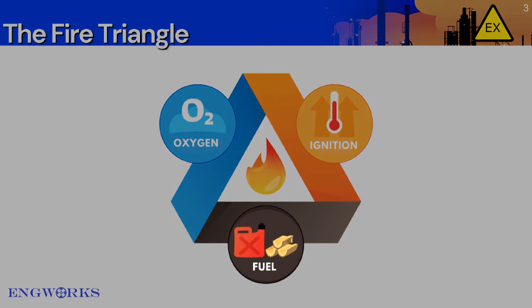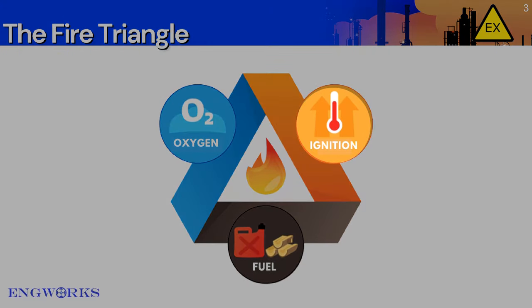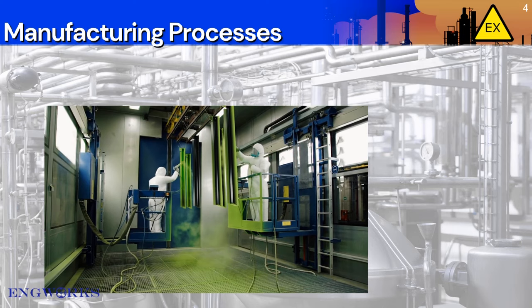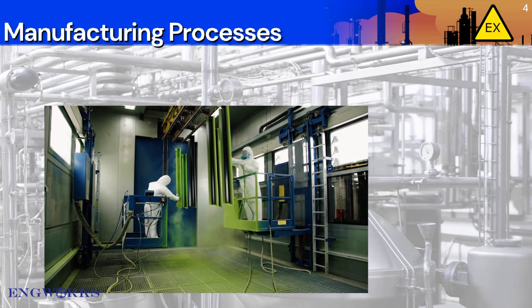The fuel side of a triangle is what we look at when we perform a classification design. We want to understand the nature of the explosive hazard so we can take the necessary precautions to prevent the ignition and heat side of the triangle from being completed. Let's look at a variety of situations where an explosion hazard may exist.